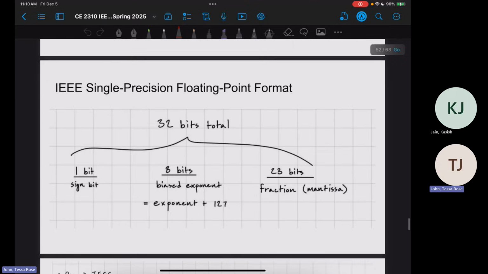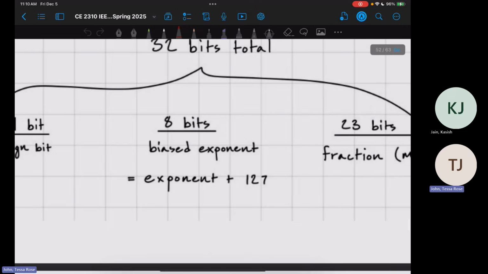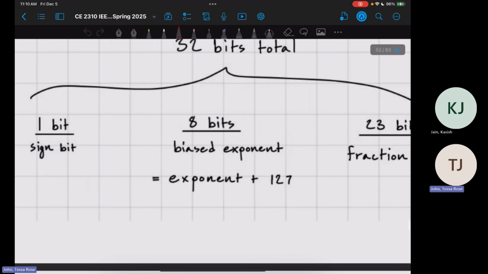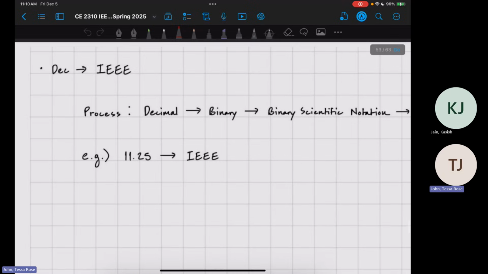So this is the last thing I'm gonna cover: floating point binary, also IEEE single precision floating point format. The way they want this is 32 bits total. Your answer should have 32 bits in total. 1 bit will be your sign bit, so 0 or 1. 8 of the bits will be your biased exponent, and then 23 of those bits will be your fraction or your mantissa.